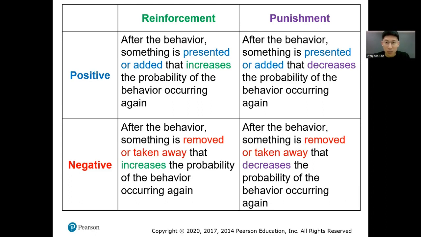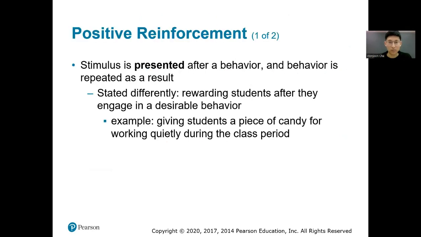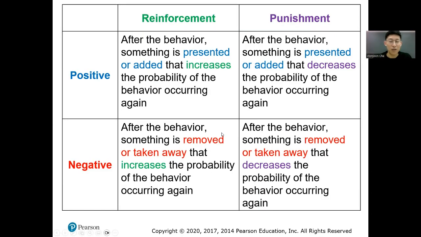I have color coded the table so that you can understand the concept better. So you can increase or decrease behavior by adding a reinforcer or by removing a reinforcer, by adding punishment or by removing punishment. All right, so then let's look at each type of instrumental conditioning.